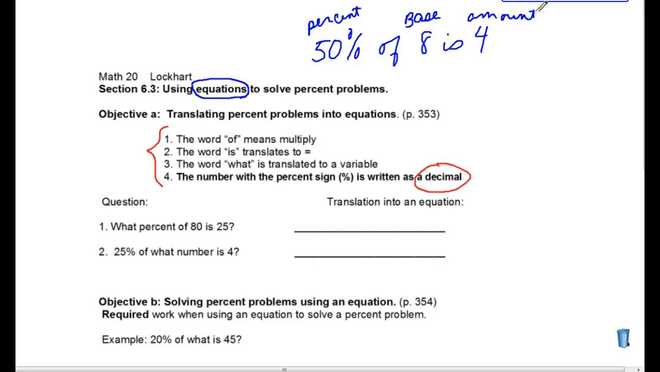So the basic percent equation looks like this. The percent, "of" means times, the base, "is" means equals, and that's the amount. The percent times the base always equals the amount. It's a little equation that we're going to be using.